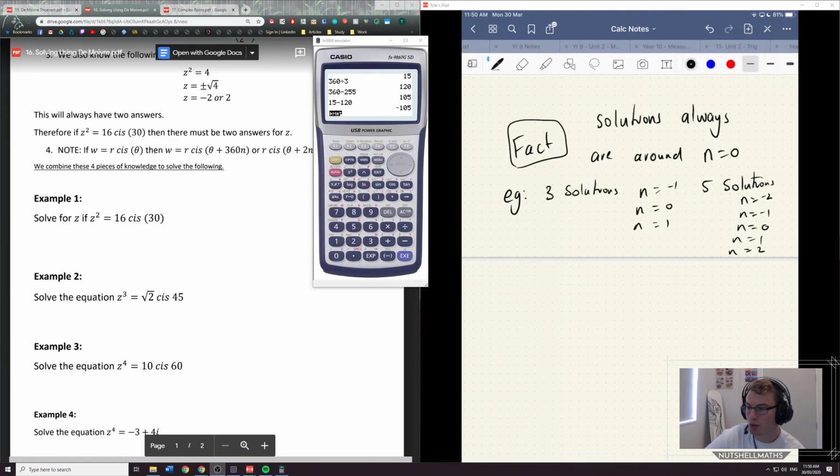Which means, like you can see here, for 3 solutions and 5 solutions, when you're pivoting around 0, it's really nice, right? You get 1 on each side. But when you get like 4 solutions, you have definitely minus 1, 0, and 1. But the 4th one, you don't really know whether it's at minus 2 or, sorry, positive 2. Do you get what I'm saying?